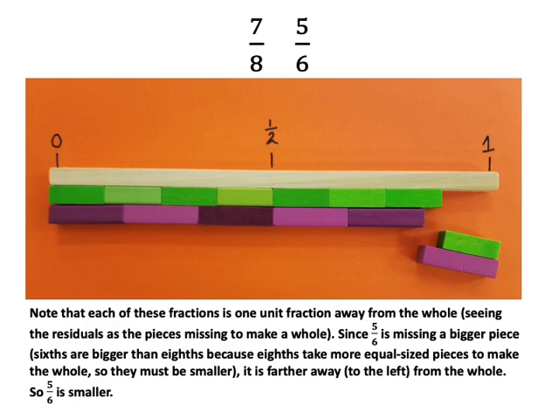Note that each of these fractions is one unit fraction away from the whole, seeing the residuals as the pieces missing to make the whole. Since 5/6 is missing a bigger piece, sixths are bigger than eighths, because eighths take more equal-sized pieces to make the whole, so they must be smaller. It is farther away, or farther to the left, from the whole, so therefore 5/6 is smaller.